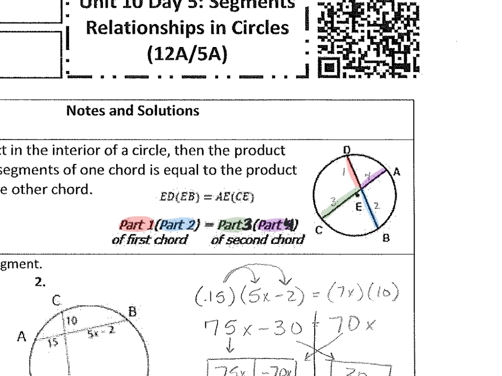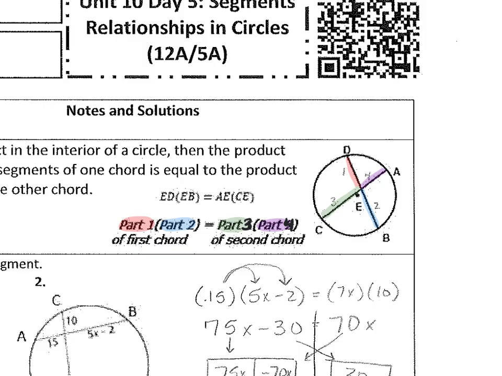This is why we're color coding, because it makes sense when we see the colors on our paper. So 1 and 2 are part of the same chord. 3 and 4 are part of the same chord. Now what's going to happen most likely is that there is going to be a missing part, a missing segment, and you're going to have to figure out the length of that segment.